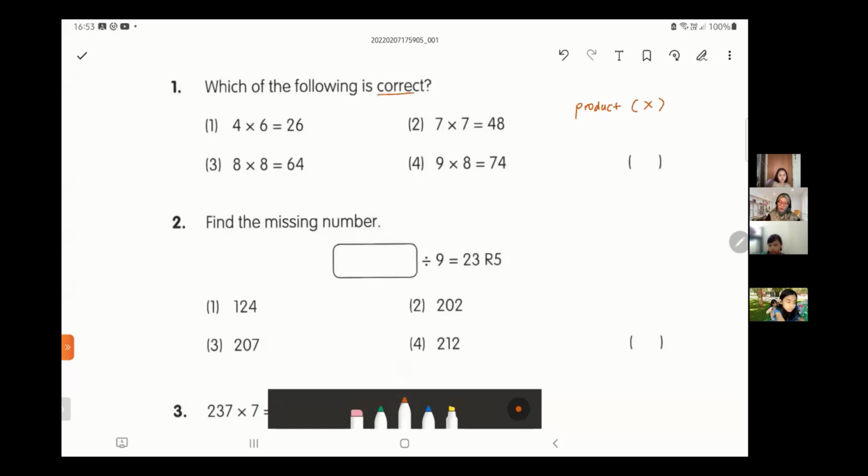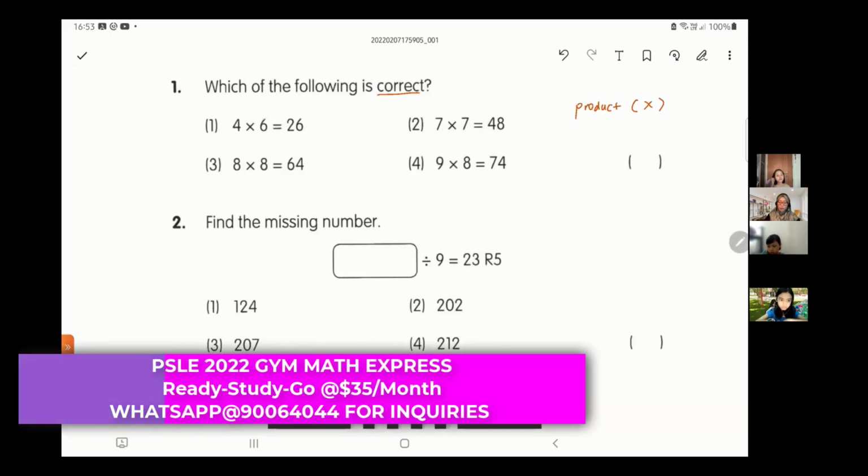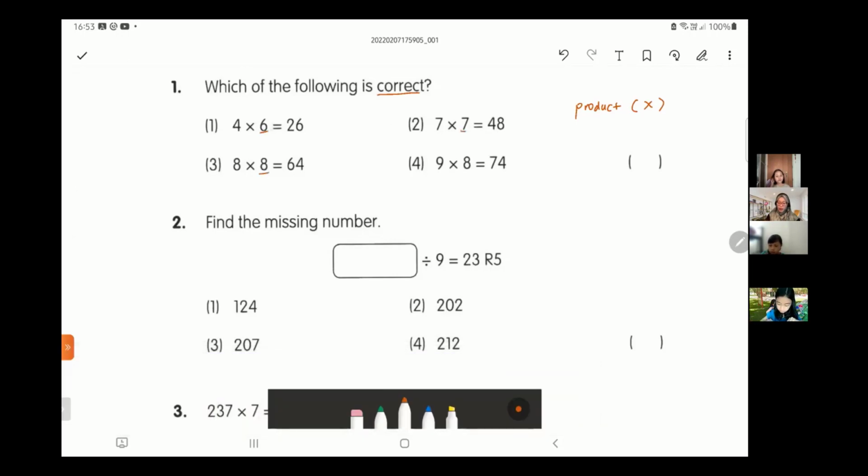Which of the following is correct? I want to know which one gives the correct answer. So you need to know your times table very well. In this case, you will have times table 6, times table 7, times table 8, times table 8 as well. If you're not sure of your times table, what you can do is write it out. Like times table 4: 4, 8, 12, 16, 20, 24, 28, and then 32, 36, 40, like that.